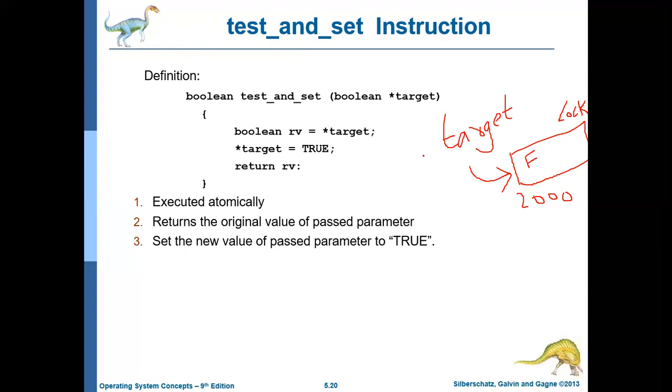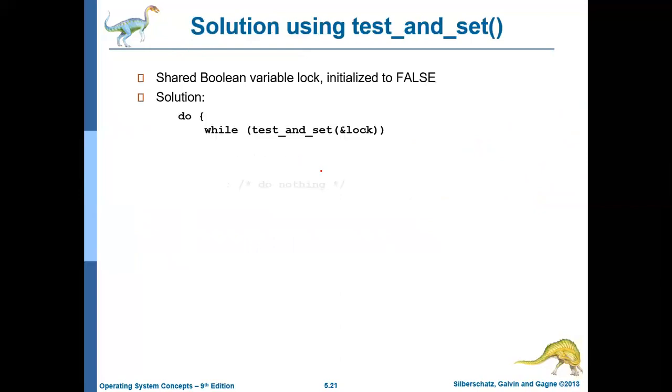Now what will this algorithm do? RV is equal to star target. Star target is the value at target, that is false, so RV will be false. And then star target equal to true. Value at target is nothing but lock. Now it locks it. Because this process PI now wants to enter, and as the lock is originally false, that means nobody is using the lock. So I can enter, and I made it true because I'm going to use it. And return RV. What is RV? False. So false is returned.